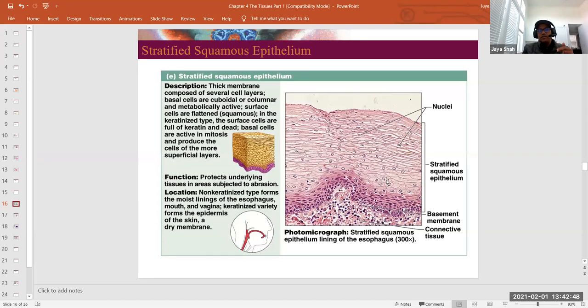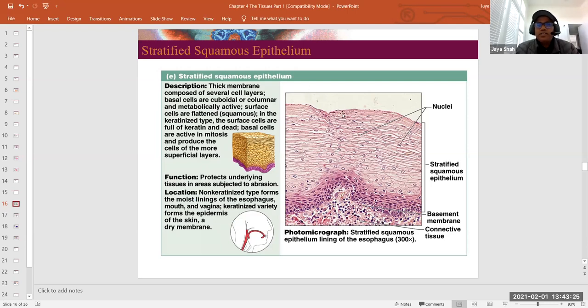So you can see here the flat cells, and at the end you cannot even see the nuclei. You see, the cells are so packed, there is very minimum extracellular matrix, and then the cells are flat, dead cells on the surface. And this is found in your esophagus, urethra, vagina, all the layers of those openings, the anal opening, and in your mouth, okay?